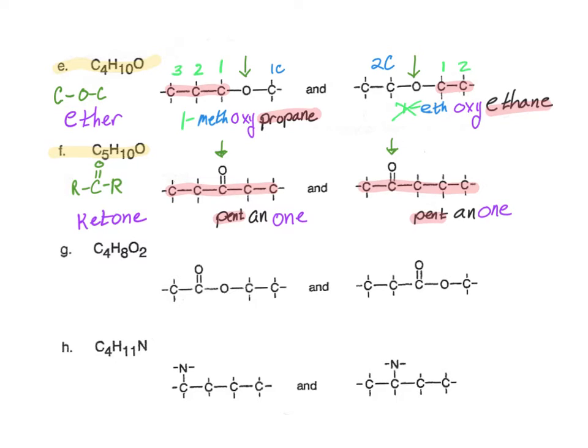And on the first one, what number is the ketone on? I see that it's on number 3, so this is 3-pentanone. And on the second one, we see it's on carbon number 2, and we have 2-pentanone.